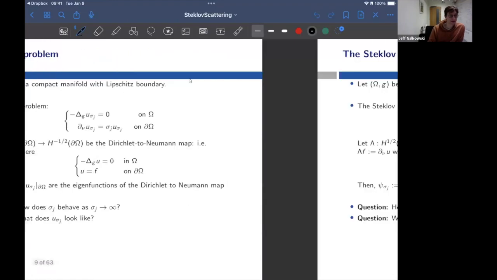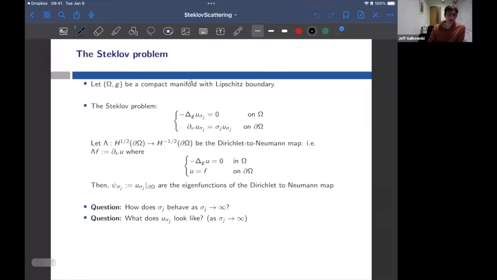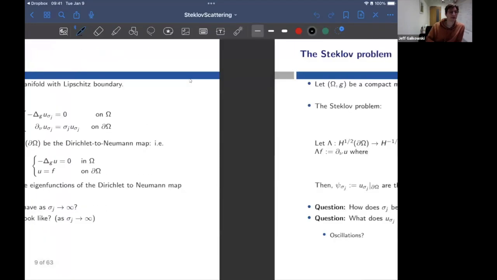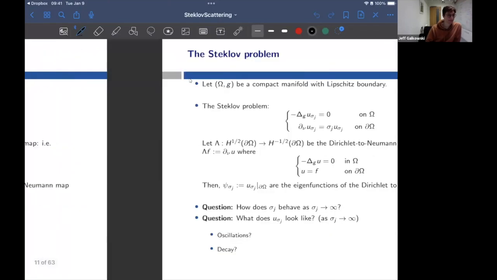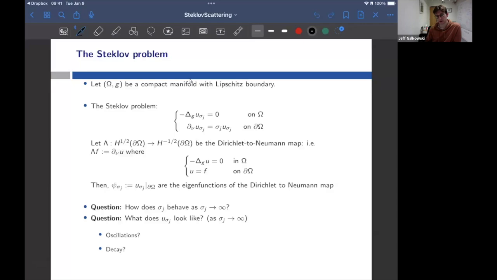The way I like to think about that problem is as the energy tends to infinity. You could also ask about the restriction of the eigenfunction to the boundary, but I want to think about this in terms of 2 different properties: oscillations, so how quickly this function oscillates, and decay. These are 2 natural notions of what a function looks like.